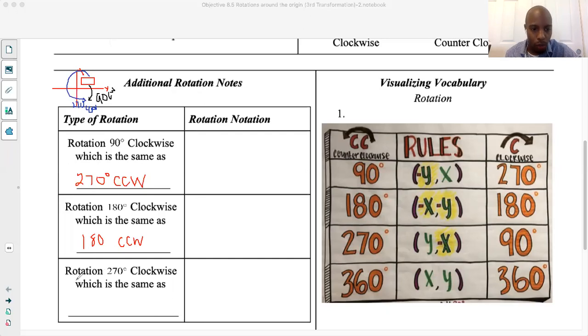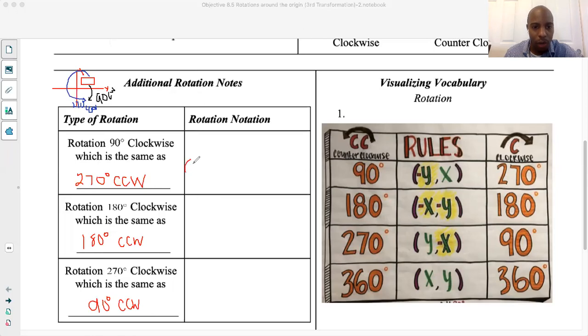And if I go one more, rotation 270 degrees clockwise. So 270 clockwise is the clockwise column. 270 degrees clockwise is the same as 90 degrees counterclockwise. So in this section down here, we're going to write 90 degrees. Sorry, make sure I put these degree markers, right? And that's counterclockwise, okay?